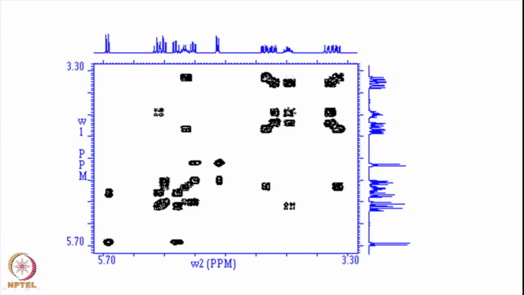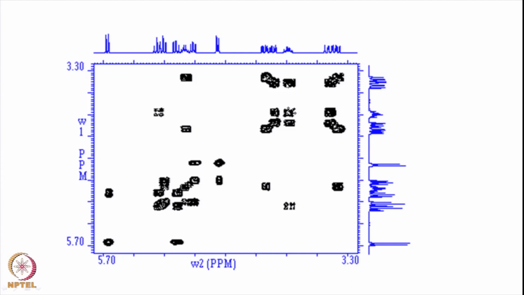Similarly, you have another AMX system, this one connected to this and also connected to this. Now the diagonal of that one is here and the cross peak is here, once more a cross peak here. So if this is the AM cross peak and this is the MX cross peak, then this is the AX cross peak, or this is the A to M and this is M to X, and then I have an M to X here as well. Therefore these connect to the triangular AMX spin system.